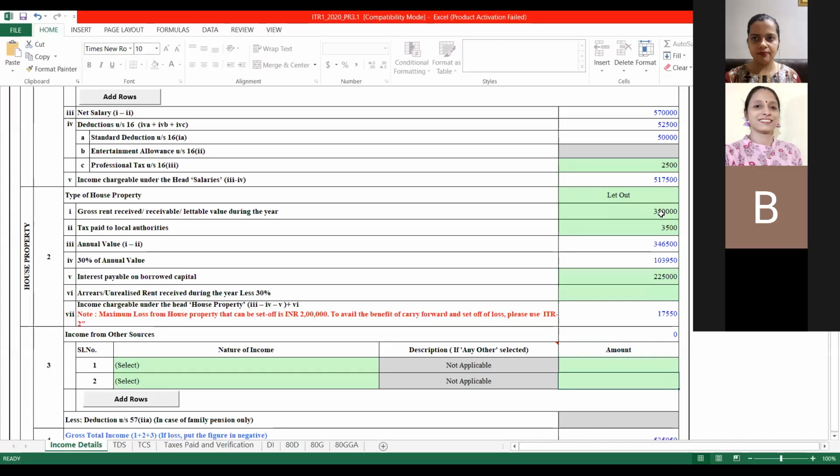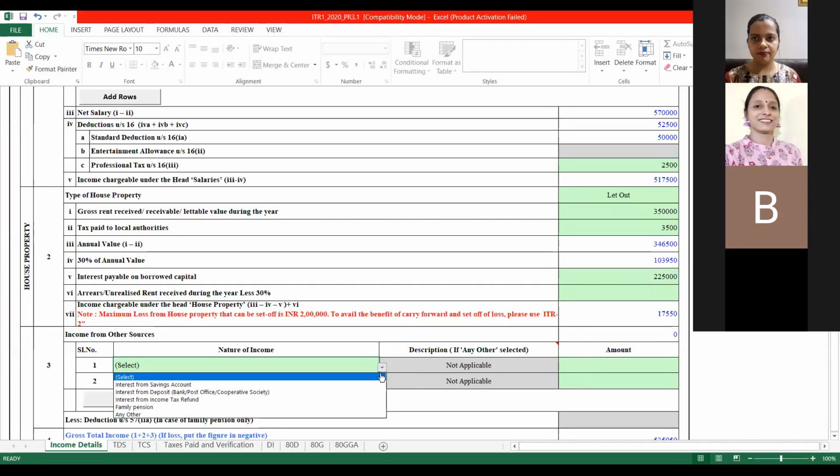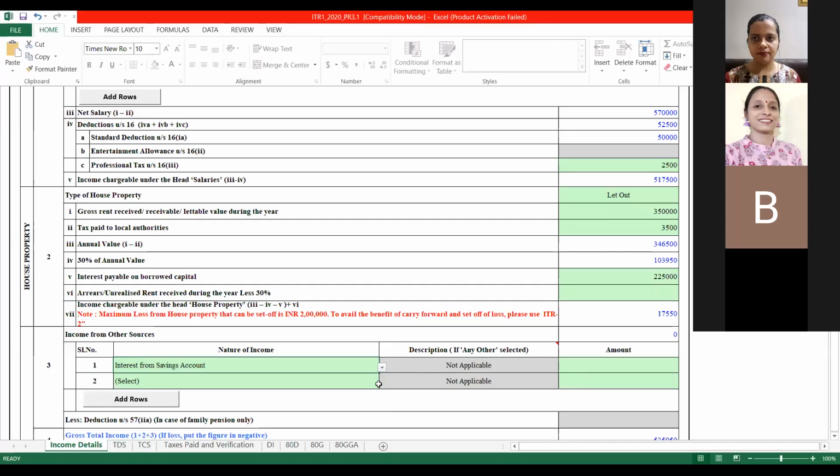Okay. Now coming to the income from other sources. I have the income from interest from savings bank account. Say for example, I have earned rupees 8,000 as interest from savings bank account. Next, say for example, any other. So I will try to enter any other.